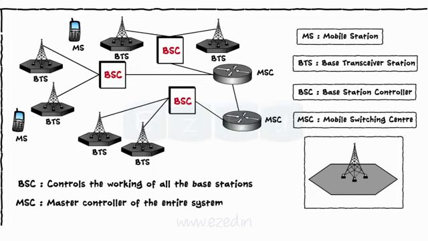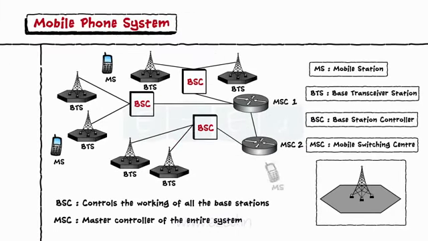entire system. These MSCs are different for different areas. From MSC of Area 1, the signal is transmitted to MSC of Area 2, where it follows the reverse sequence as MSC to BSC, BSC to BTS, and from BTS to MS.